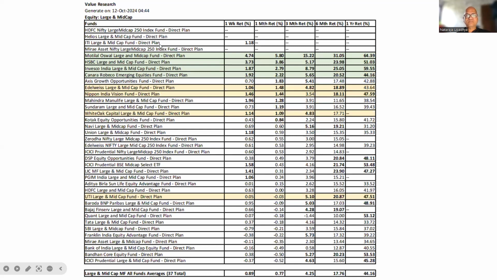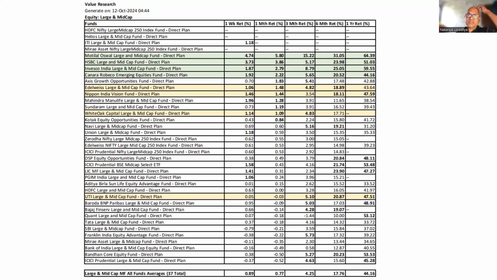Next come the large and mid-cap funds. There are 37 total, 0.89% for the week, 0.77 for the month, both are not impressive, and 44.16 for the year, not impressive. Let us look at the ones in green: Motilal Oswal Large and Mid Cap Fund, HSBC Large and Mid Cap Fund, Union Large and Mid Cap Fund, Canara Robeco Emerging Equities Fund. Only one fund has got more than 60% annual return, Motilal Oswal Large and Mid Cap Fund.